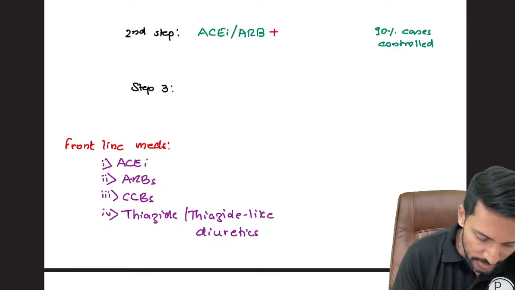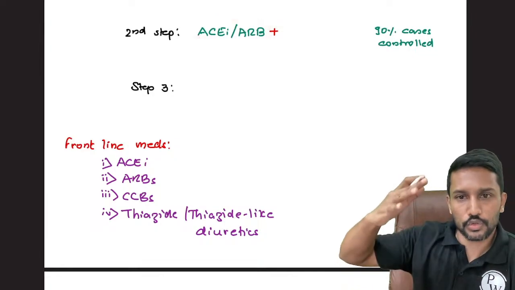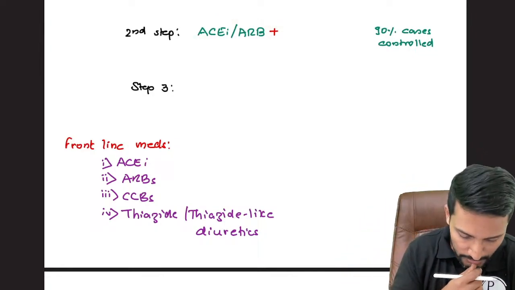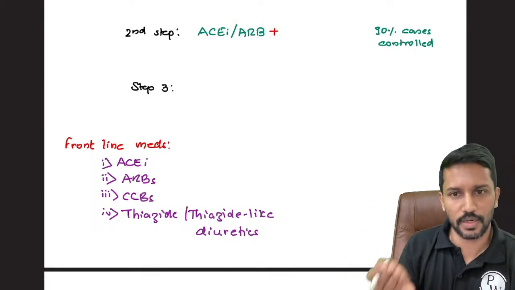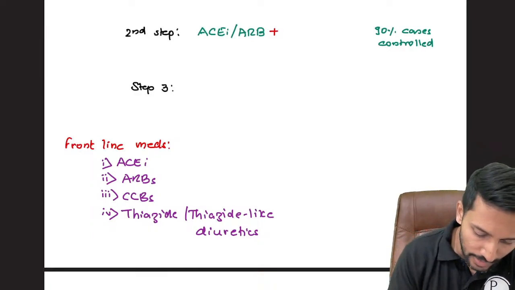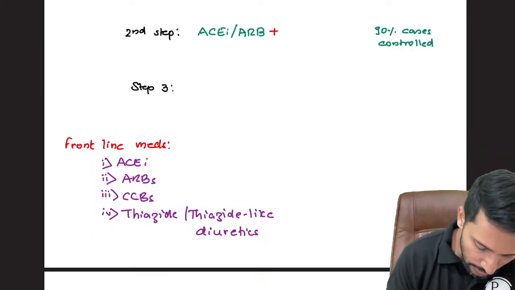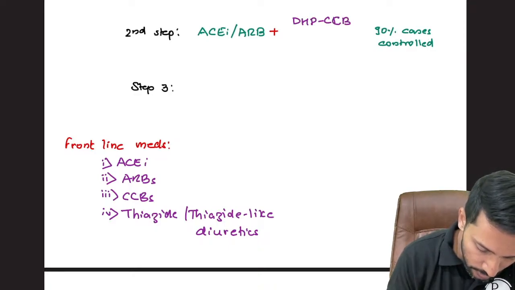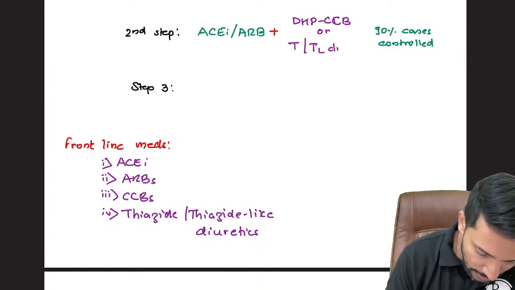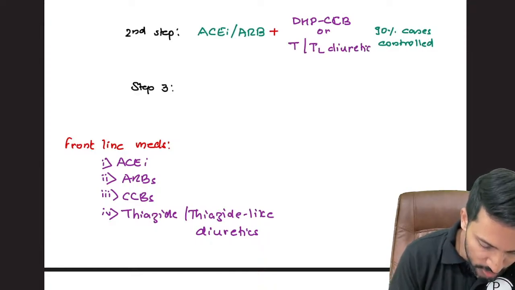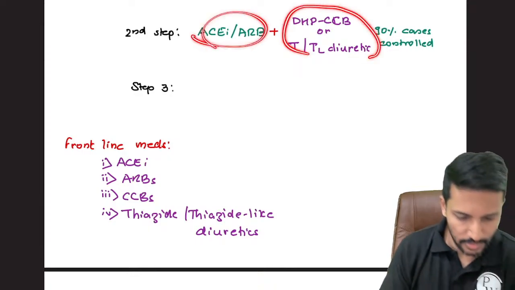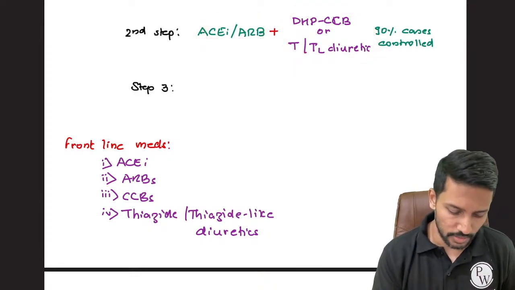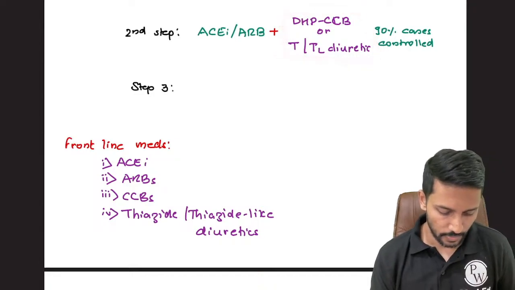Plus, I don't want to use a very high dose of these. I will keep the dose low. So to minimize the side effects, I will add a second drug which will help me achieve the target. What can I add as a second drug? Either I can add a dihydropyridine calcium channel blocker, CCB, or a thiazide or thiazide-like diuretic. I can make a choice between these two. This is fixed. I have to either use an ACE inhibitor or ARB plus one of these.